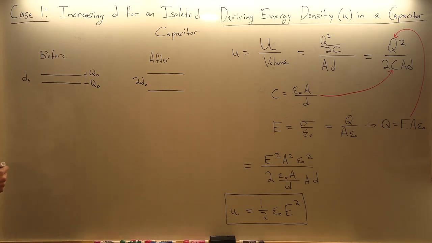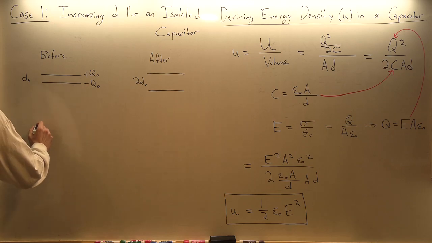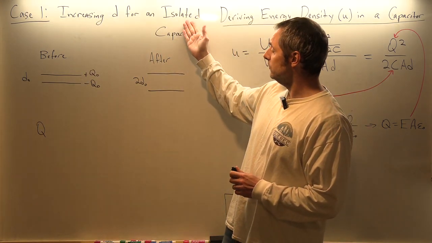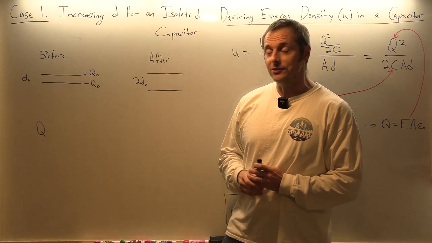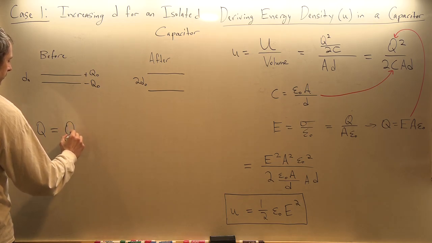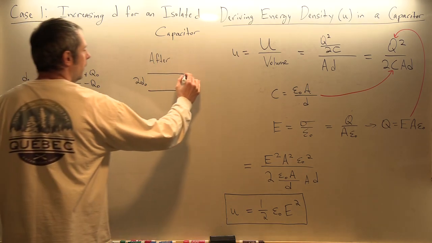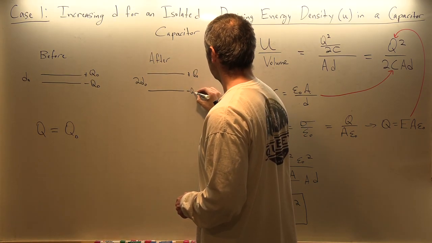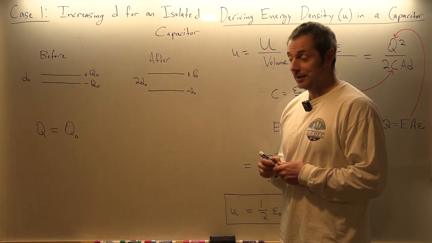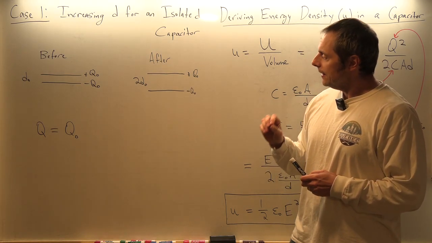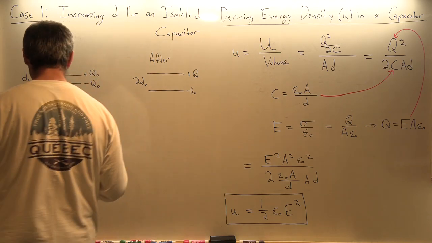What happens, for example, to the charge? It turns out that if the capacitor is electrically isolated, the charge cannot change. So the new charge is equal to the old charge. We could go ahead and put that in on the diagram here if we want. But the charge doesn't change. Now, if the charge doesn't change, the electric field also does not change.